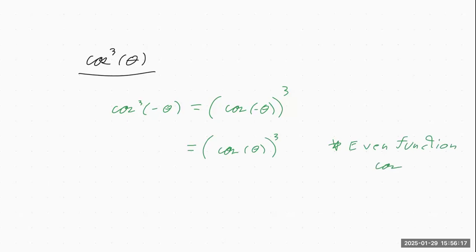We have verified that cosine cubed of negative theta equals cosine cubed of positive theta, just using definitions of exponents of trig functions as well as the even properties of cosine. All right, so that one's easy. Let's look at a more complicated example.